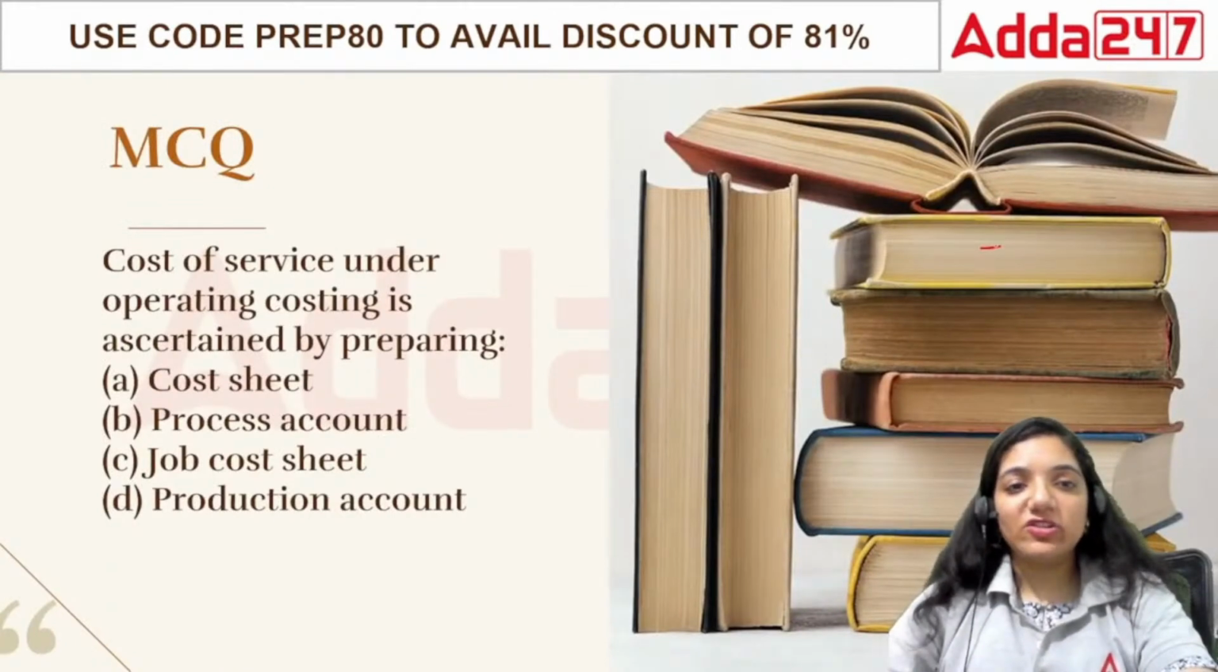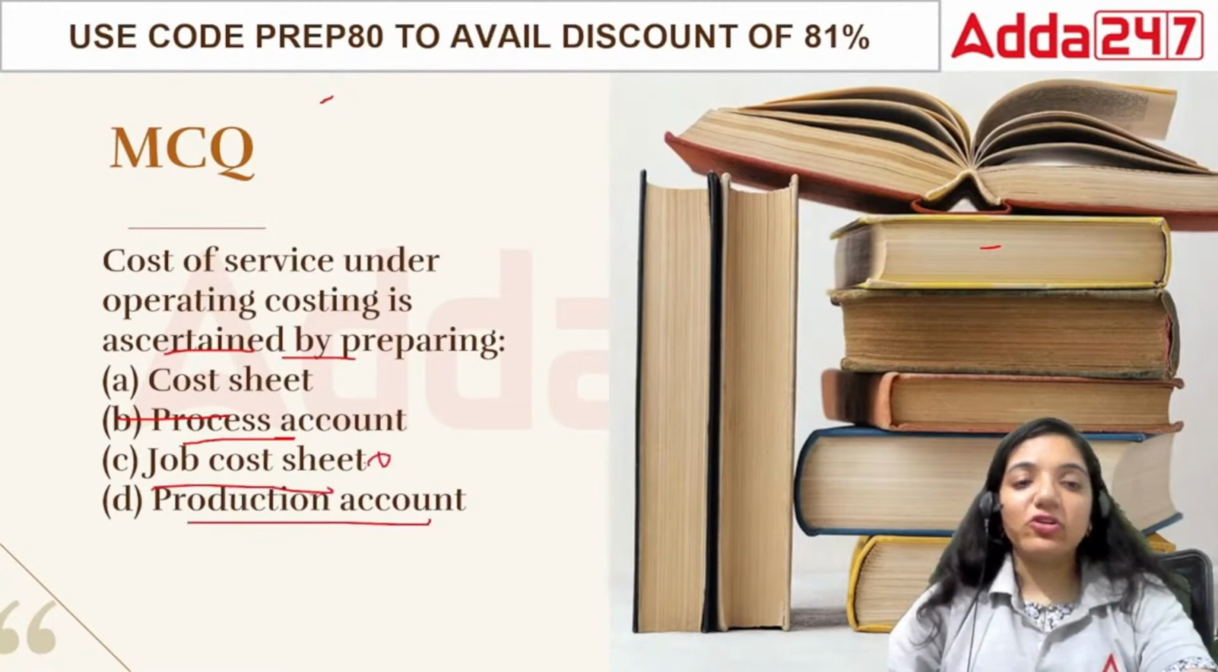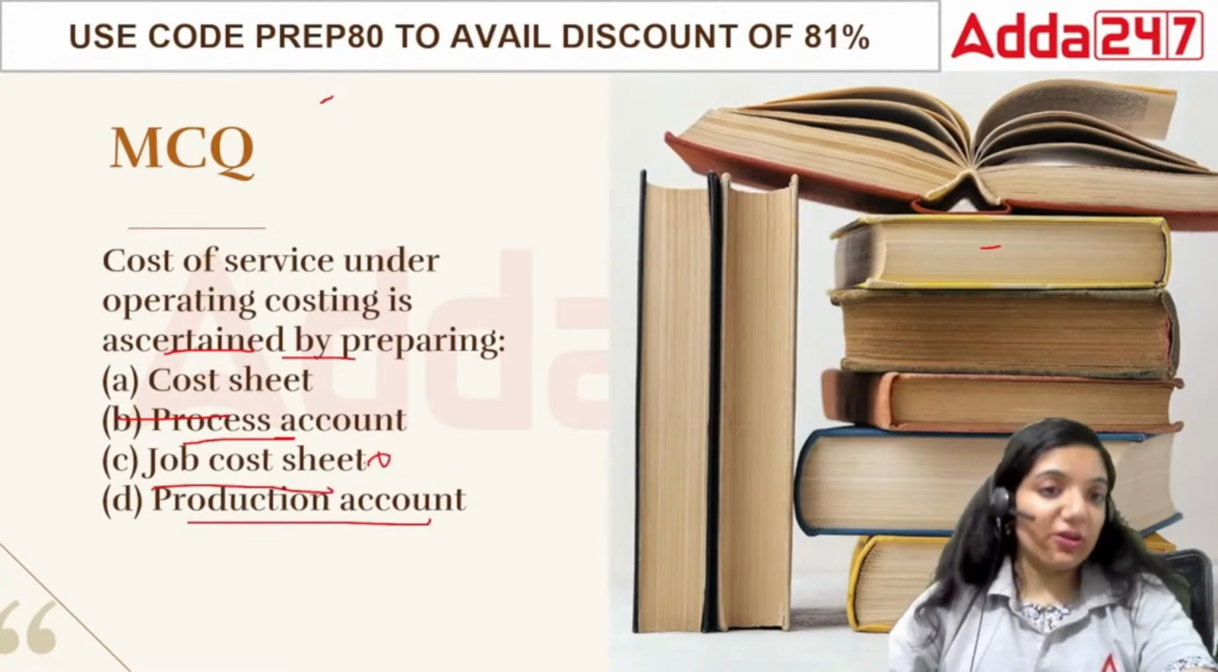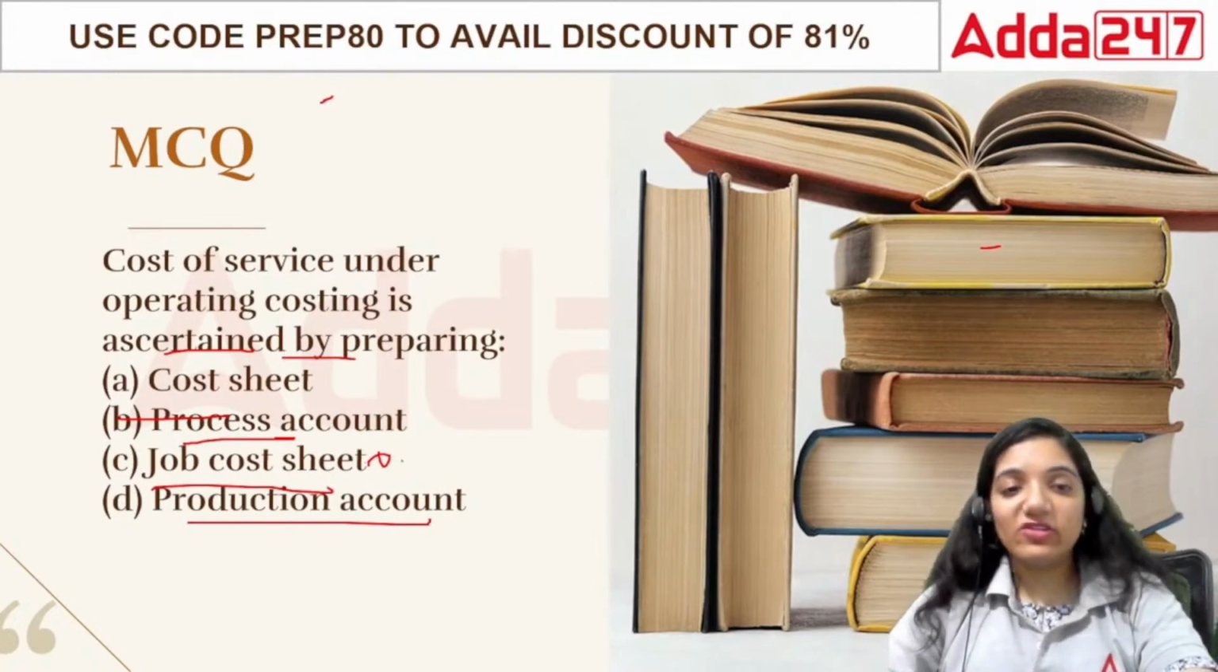Next point, cost of service under operating costing is ascertained by preparing cost sheet, process costing, job sheet, or production. There is nothing called job sheet because job sheet is now in terms of customization, not in terms of regular job. Okay? So that is the point. This should not be included.